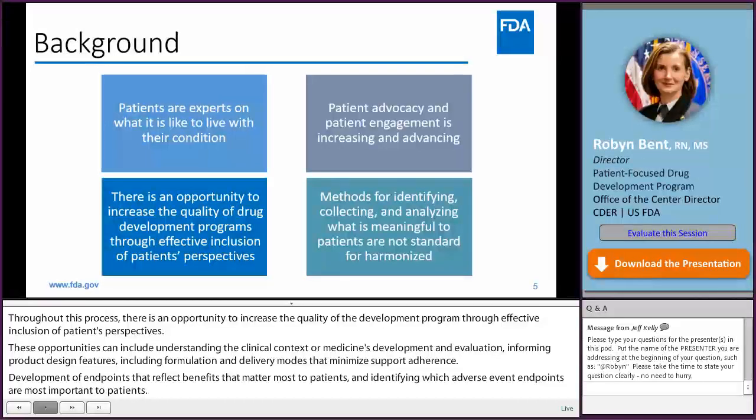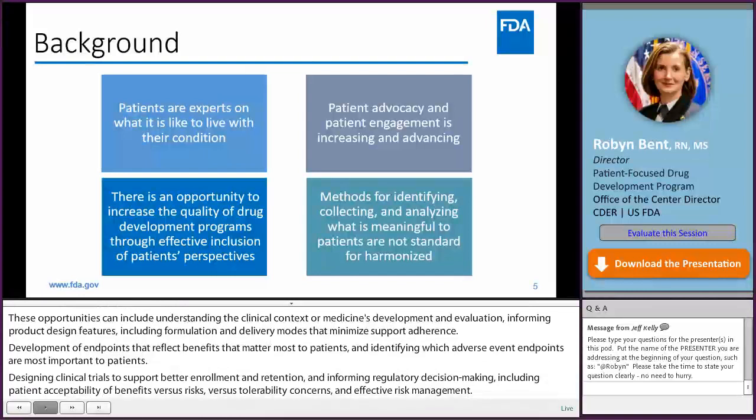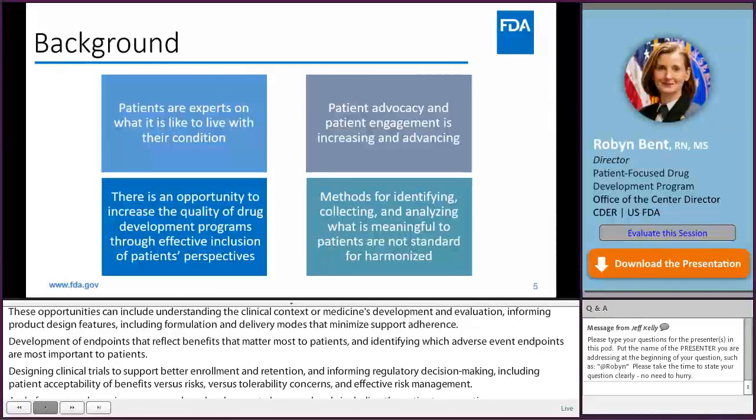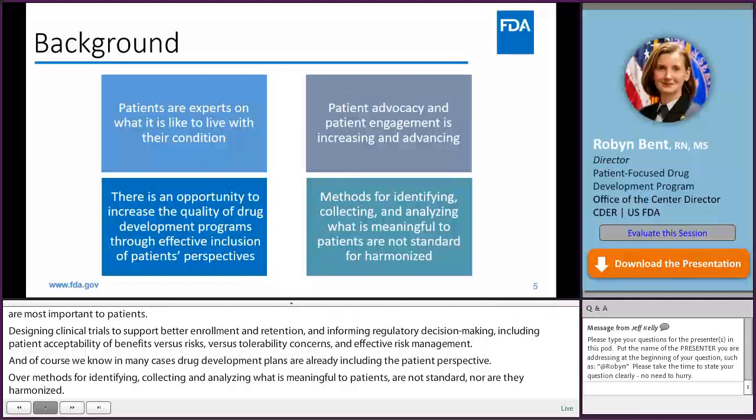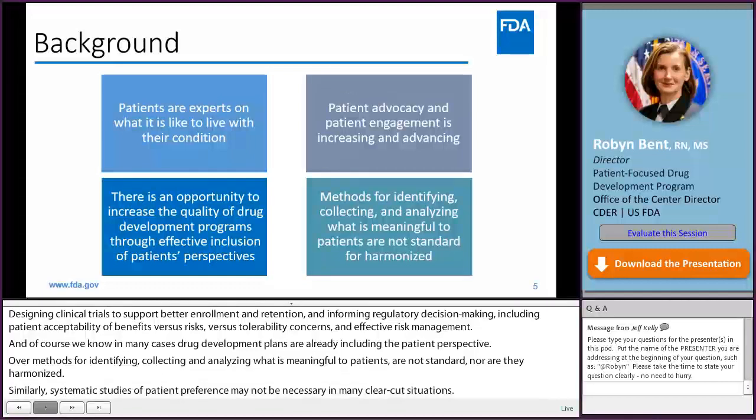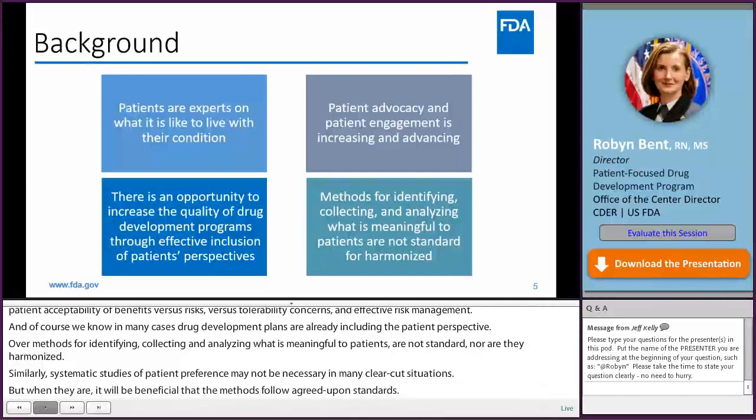And of course, we know that in many cases, drug development plans are already including the patient perspective. However, methods for identifying, collecting, and analyzing what is meaningful to patients are not standard, nor are they harmonized. Similarly, systematic studies of patient preference may not be necessary in many clear-cut situations, but when they are, it would be beneficial that the methods follow agreed-upon standards. And so if methodologically sound data collection tools are developed and used within clinical trials, and sound standards for the analysis, reporting, and application of the results are developed and used, patient input can provide a valuable, direct source of evidence regarding the benefits and risks of a drug, including, where needed, relevant information on patient preferences.